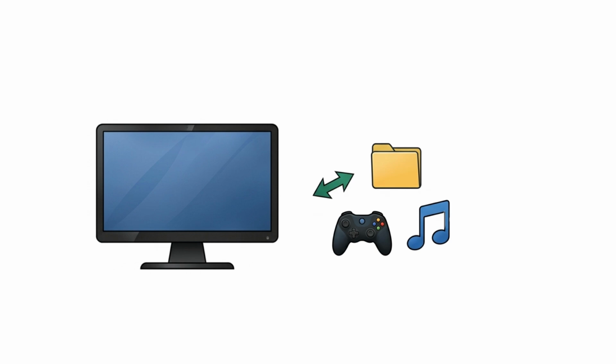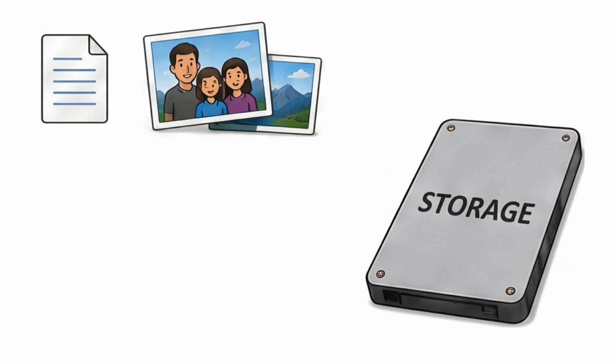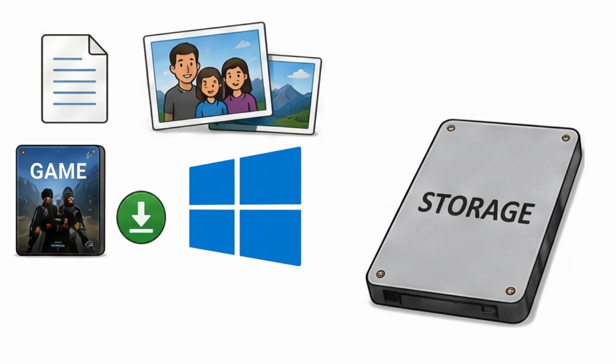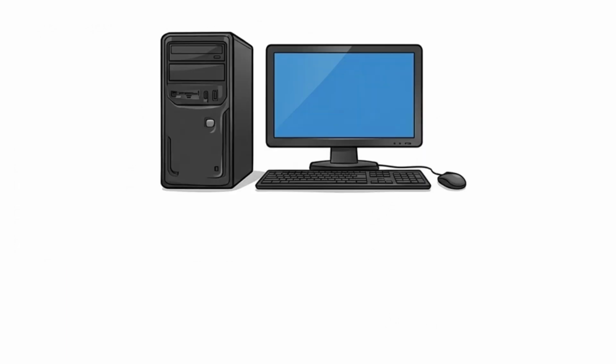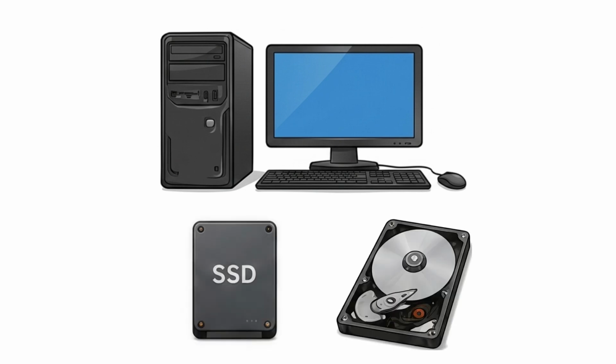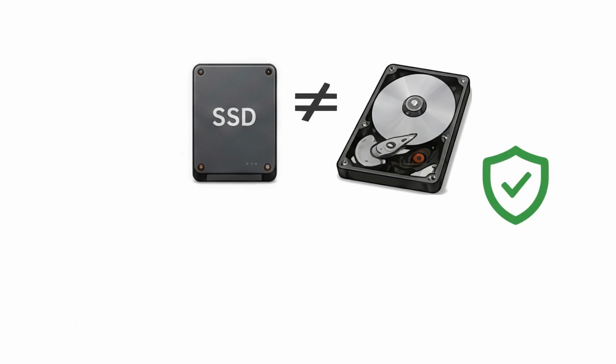We'll begin with the type of memory that's responsible for keeping almost everything you own on your computer: storage. Whether it's a document, a family photo, a downloaded game, or the operating system itself, they all live in your computer's storage. Modern computers usually use one of two main storage devices: an SSD or a hard disk drive. Both perform the same basic job. They permanently store information, but they do it in very different ways.